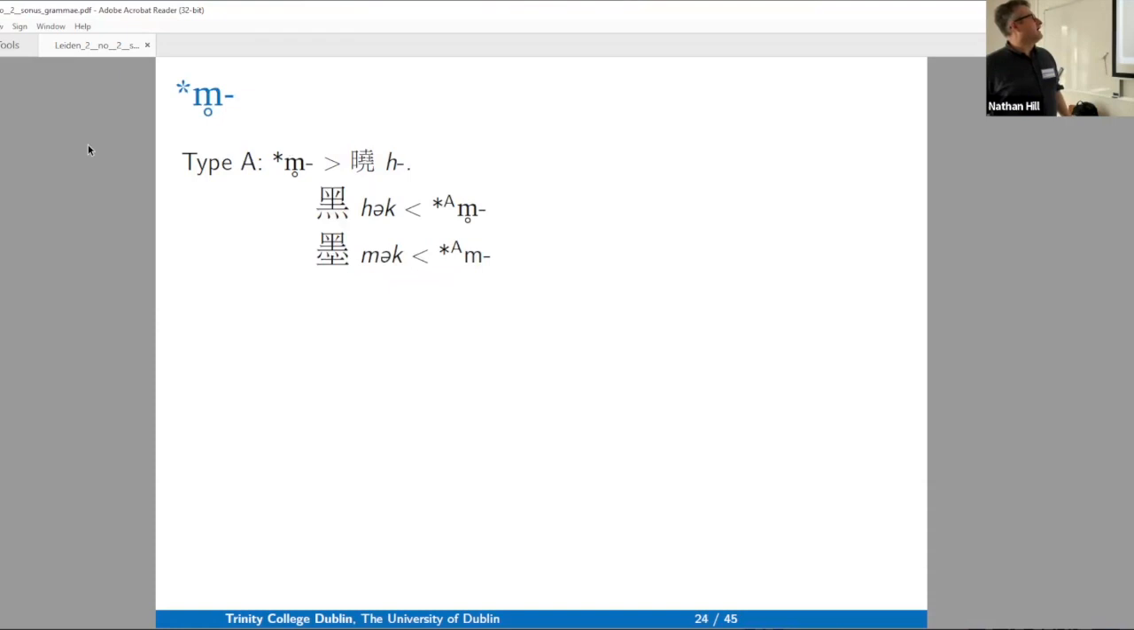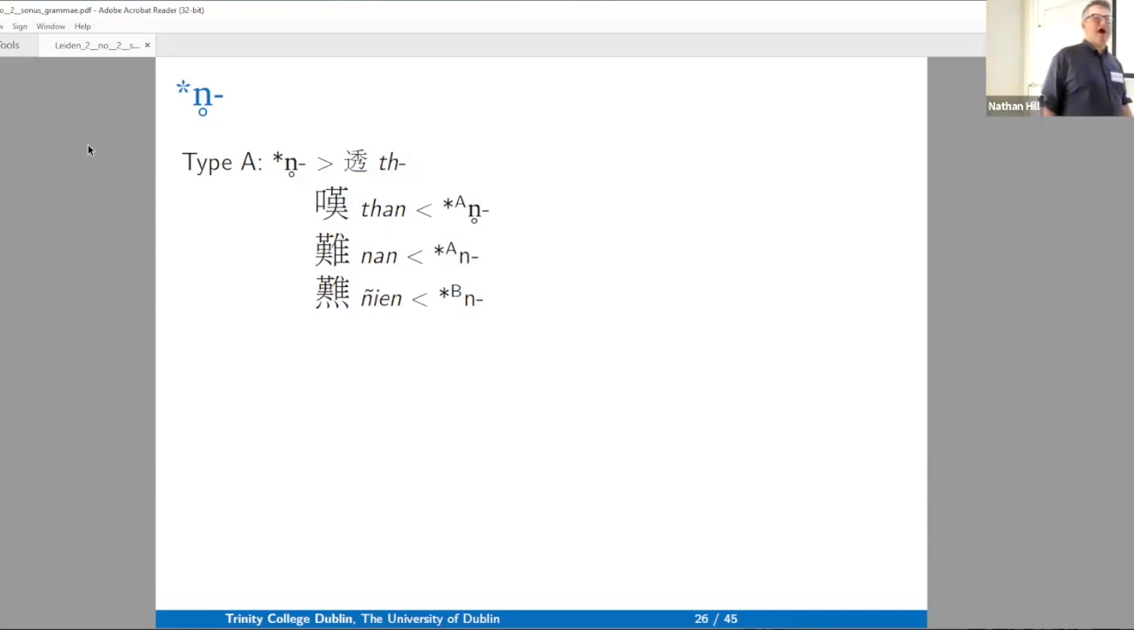Okay, and then let's do it with M, which is we have M having a xiesheng connection with ha, so we can reconstruct a voiceless bilabial nasal. And then na, or rather na, yeah, okay.